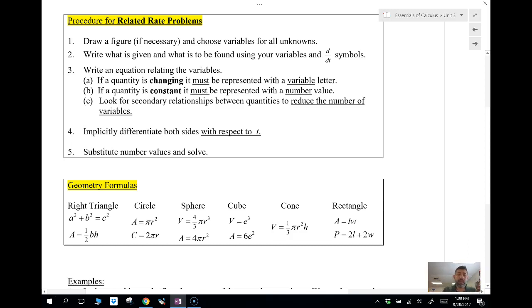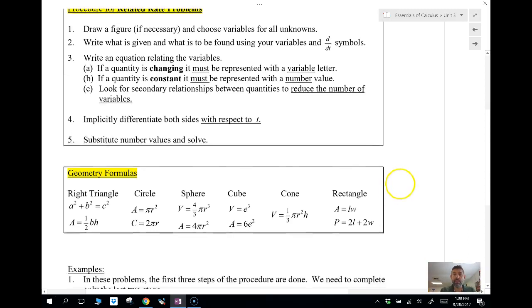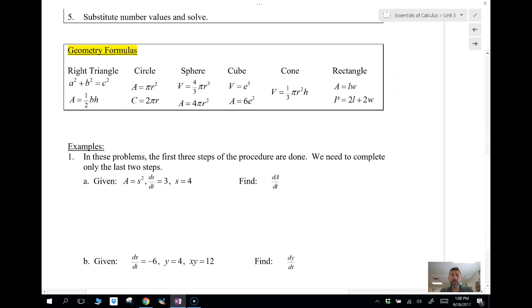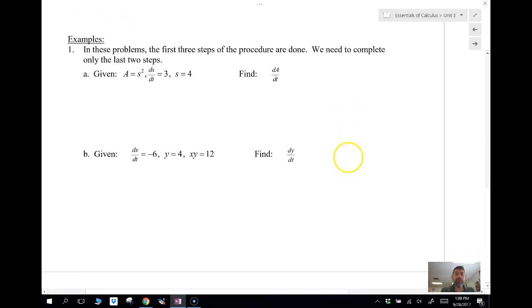All right, so let's take a look. One of the things you're going to need to know are all these geometry formulas. So start thinking about these, guys. Remember these geometry formulas. If you don't, start memorizing them. All right, let's take a look at some examples.